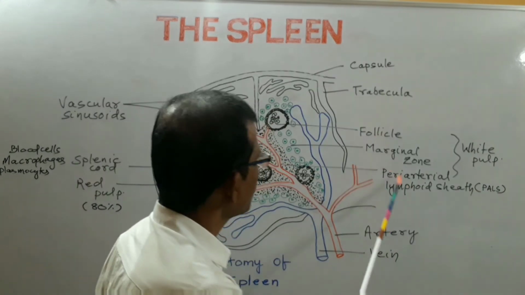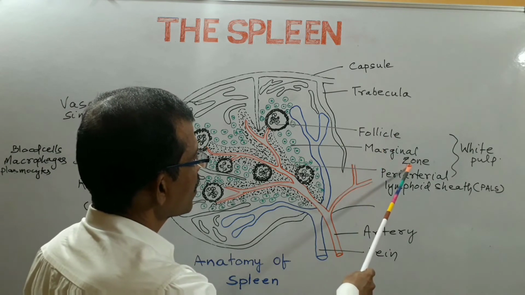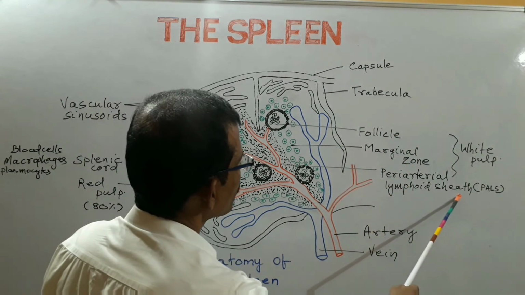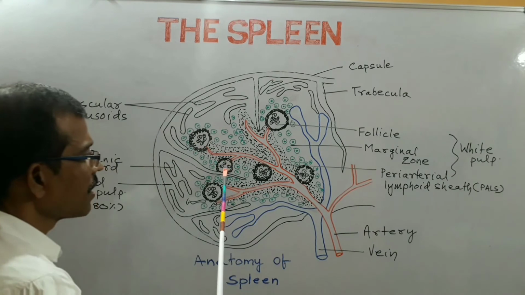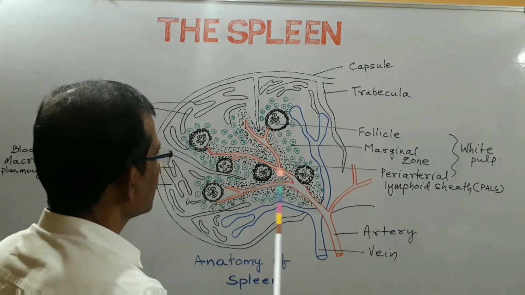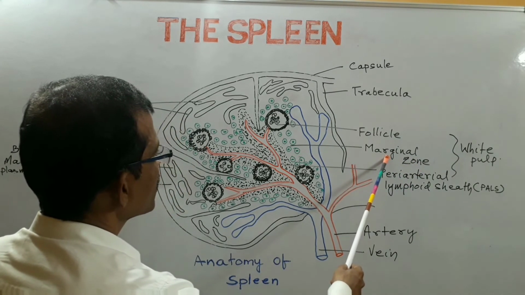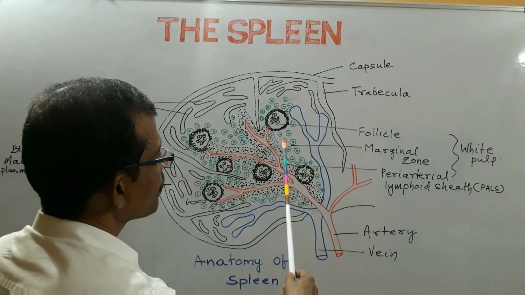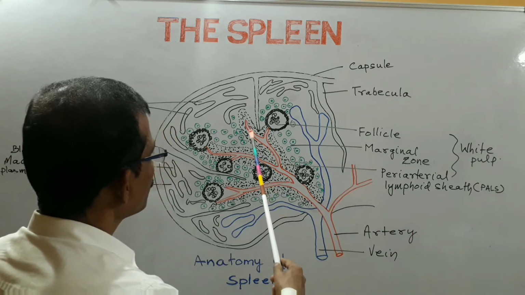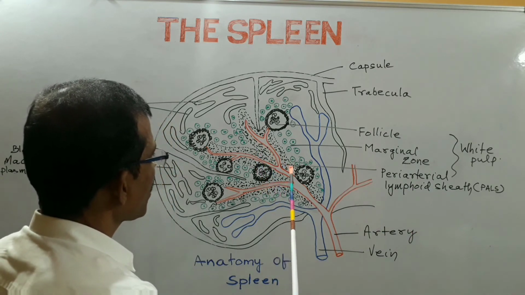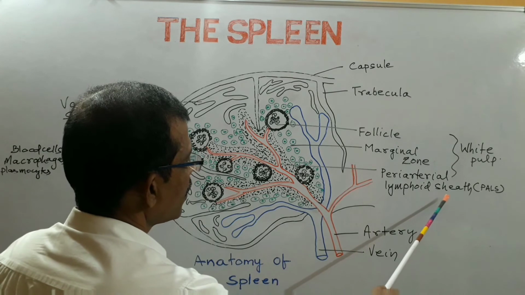These are the three components of the white pulp: lymphoid follicle, marginal zone, and periarterial lymphoid sheath. Follicle means lymphoid follicles, and two types are seen: primary lymphoid follicle and secondary lymphoid follicle. Then there is the marginal zone, which is between the red pulp and white pulp. And next is the periarterial lymphoid sheath, which consists of a central artery that is surrounded by a sheath of lymphoid tissue.